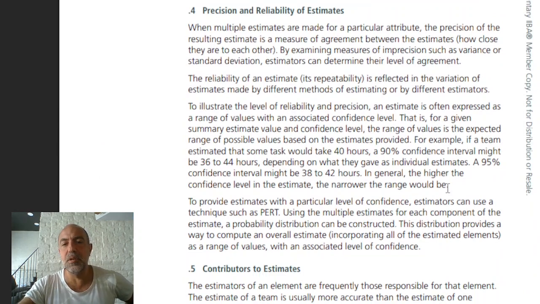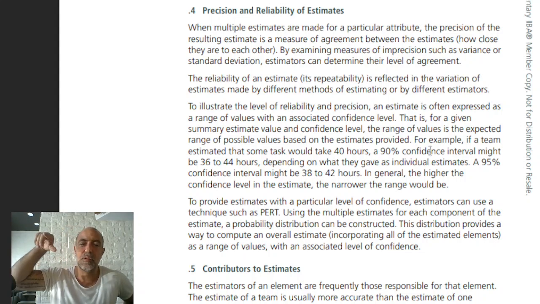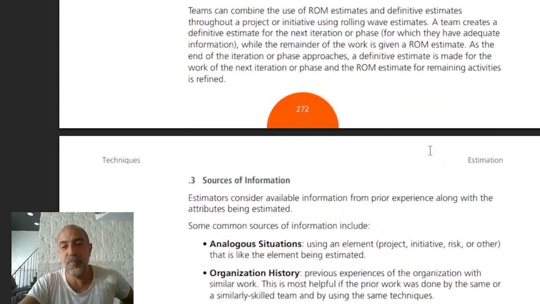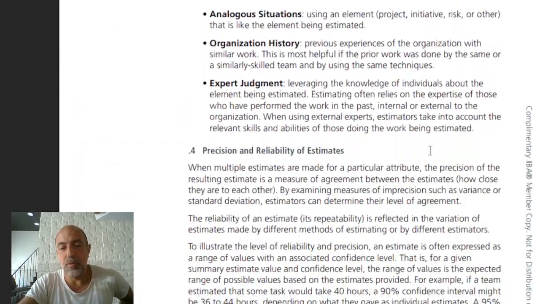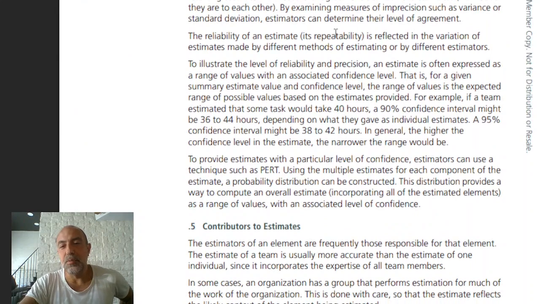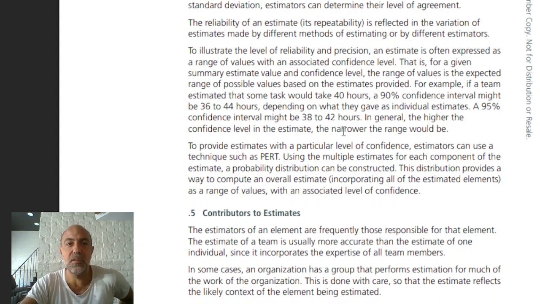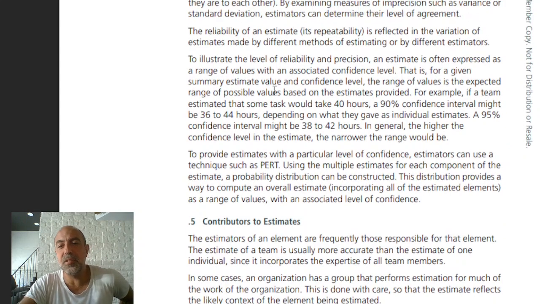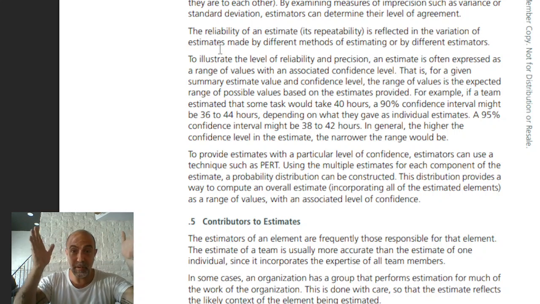Precision and reliability of estimates. When multiple estimates are made for a particular attribute, the precision of the resulting estimate is a measure of agreement between the estimates. How close are they to each other? By examining measures. That's what I was talking about with the rolling wave approach. Effectively we're looking at the difference between the actual estimates and how close they are to each other. And we examine the measures of imprecision, such as the variance, the standard deviation, of the estimators. All of these tell us our expectations of how badly off they can get.